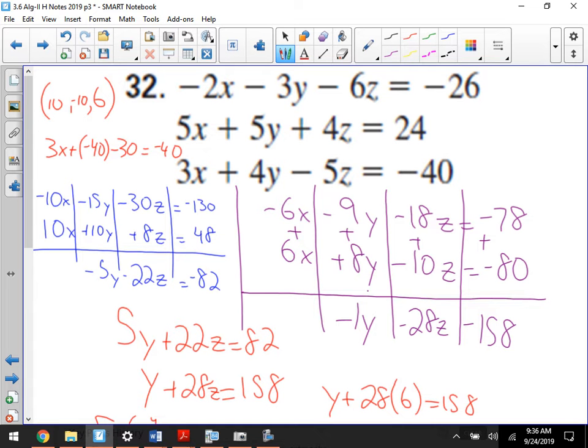Okay. It's just kind of messy with that one because there's a lot of scalars going on. You just got to be careful in how you multiply through to eliminate out. Okay. Were there any others you would like to peruse through?